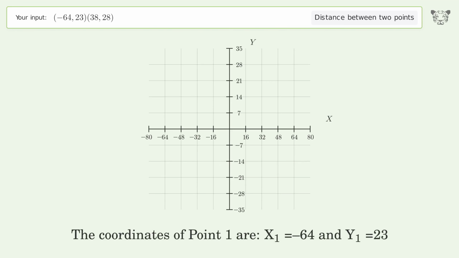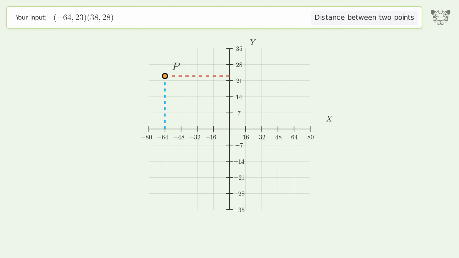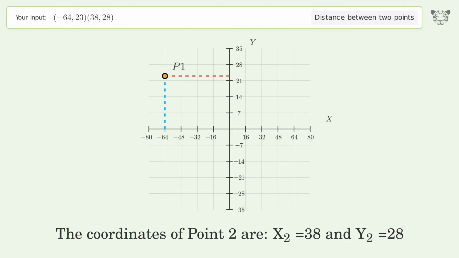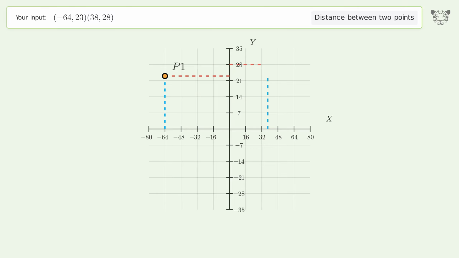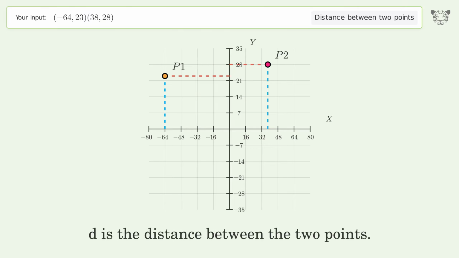The coordinates of point 1 are x1 equals -64 and y1 equals 23. The coordinates of point 2 are x2 equals 38 and y2 equals 28. D is the distance between the 2 points.